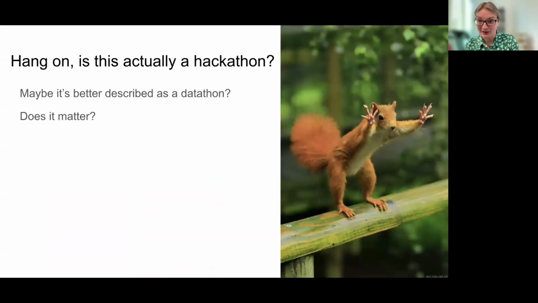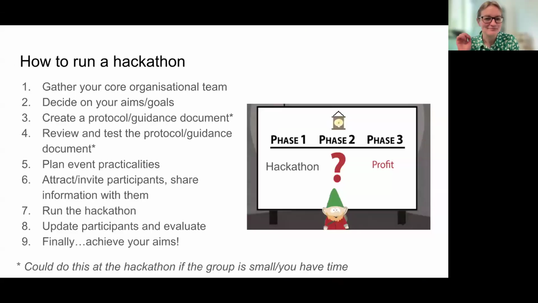Somebody pointed out to me, super helpfully, after I'd agreed to give a talk on what is a hackathon: is this actually a hackathon? Good point. I suppose in theory, we didn't do any hacking. We mostly collected data. So it really was probably more a datathon. But do we care? I don't know if it really matters. I just think hackathon is a better word than datathon. But anyway, just in case that was worrying people.